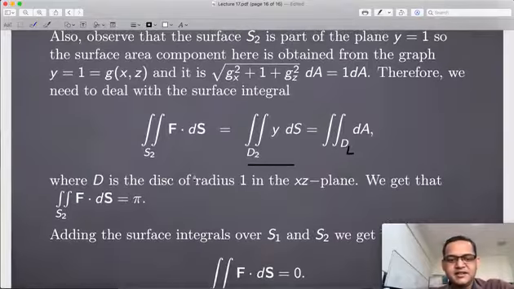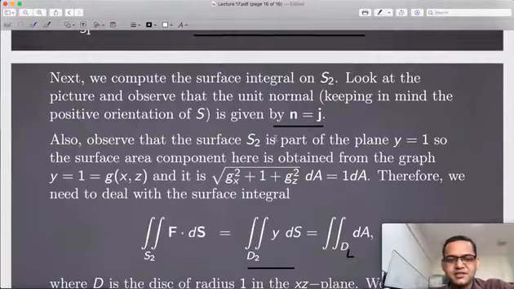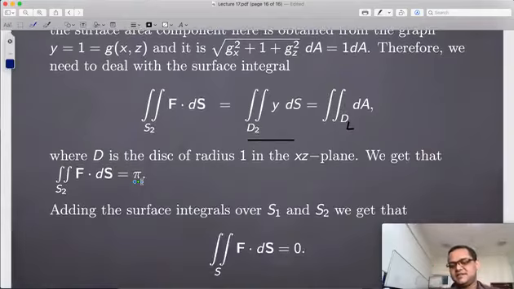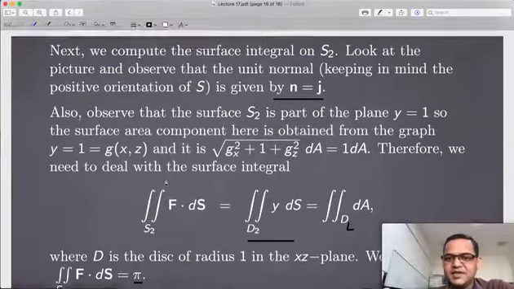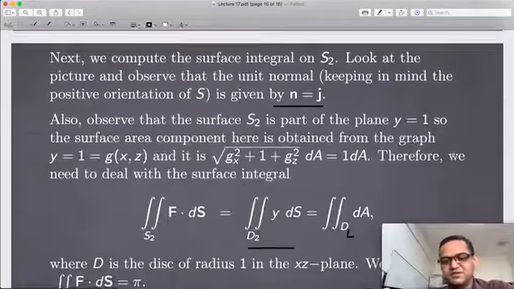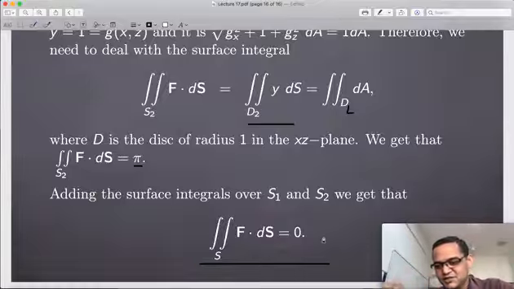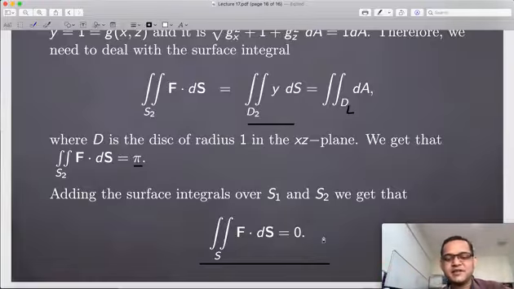And by dS here, because the y-component is just 1, this doesn't have any function over here. So this is precisely the area of this disk, which is pi, because the radius is 1. Okay, so you got pi from here, and you got minus pi from the other. So the total integral is going to be 0. This is happening because you had this positive orientation. If you mix up the orientation on this surface and that surface, the answer will change, and it will be a huge mistake. Okay, so you need to be careful.